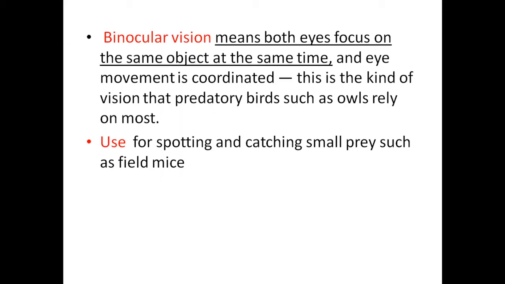What is the use of this binocular vision? They can spot or catch a small prey. They have the finest vision, so they can spot and catch small prey from a long distance. They can see prey from a distance of 8 meters. We can see only from a distance of 2 meters, but that binocular vision is a gift to them.